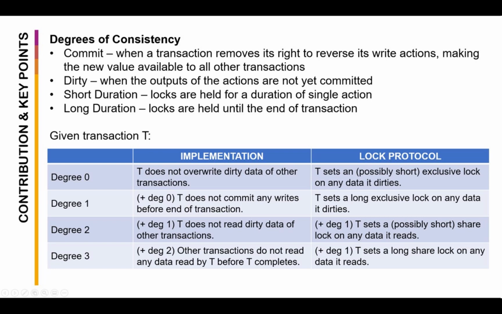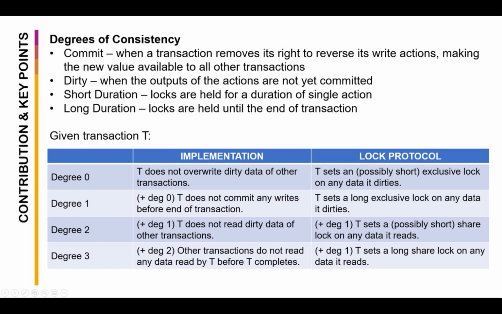Its lock protocol sets a long exclusive lock on any data it writes or dirties. Now, a degree 2 consistency transaction combines the degree 1 properties with another one, which is that it does not read dirty data of other transactions. This isolates a transaction from the uncommitted data of other transactions, because with degree 1 alone, a transaction might read uncommitted values which are subsequently updated or undone. Its lock protocol combines with the degree 1 protocol, and at the same time, it sets a possibly short share lock on any data it reads.